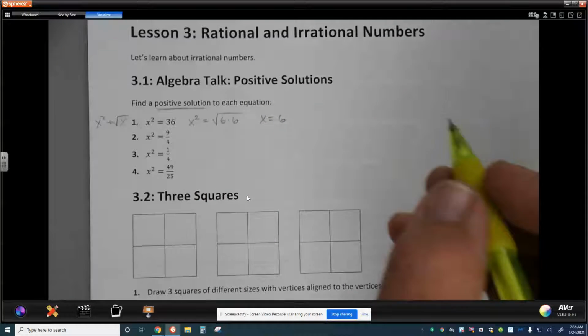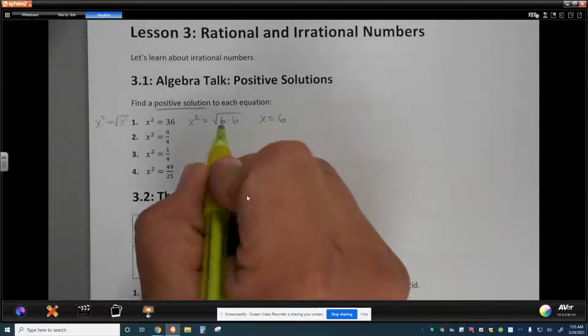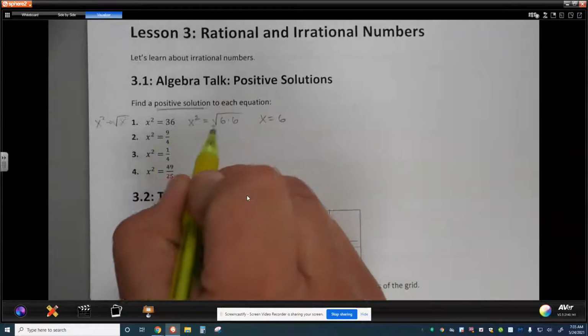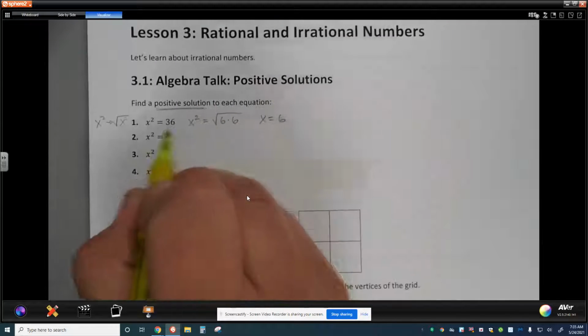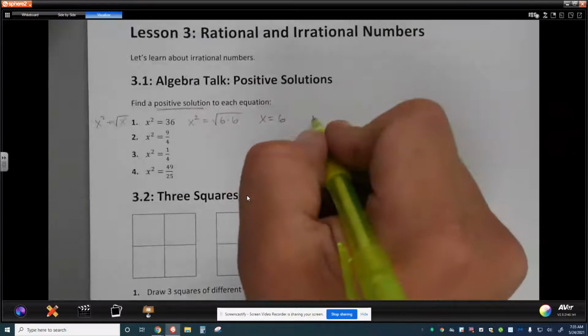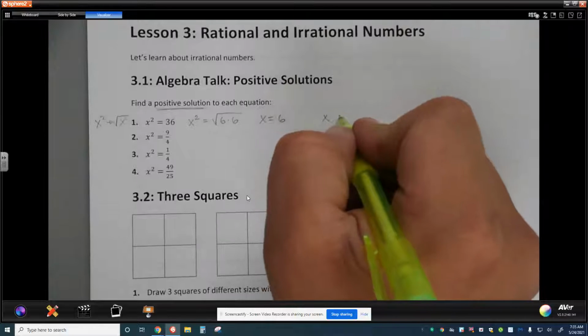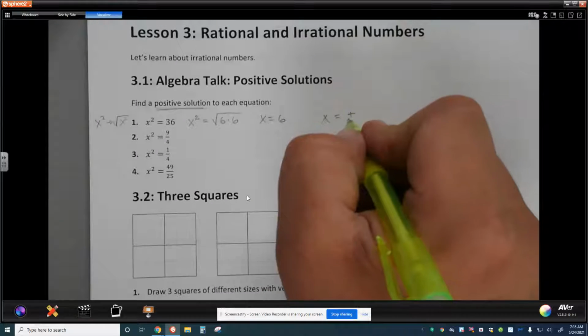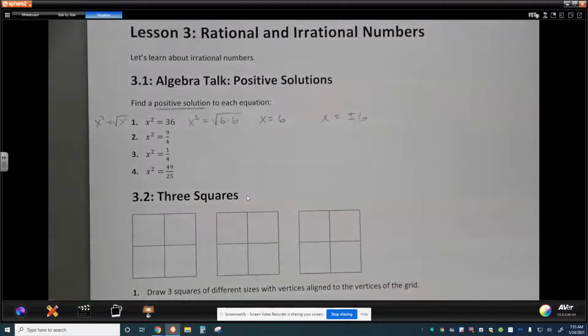As you get into advanced levels of math, you would also be expected to know that negative 6 times negative 6 is also 36. So technically speaking, in those higher levels of math, you could say x is equal to a positive or a negative 6.